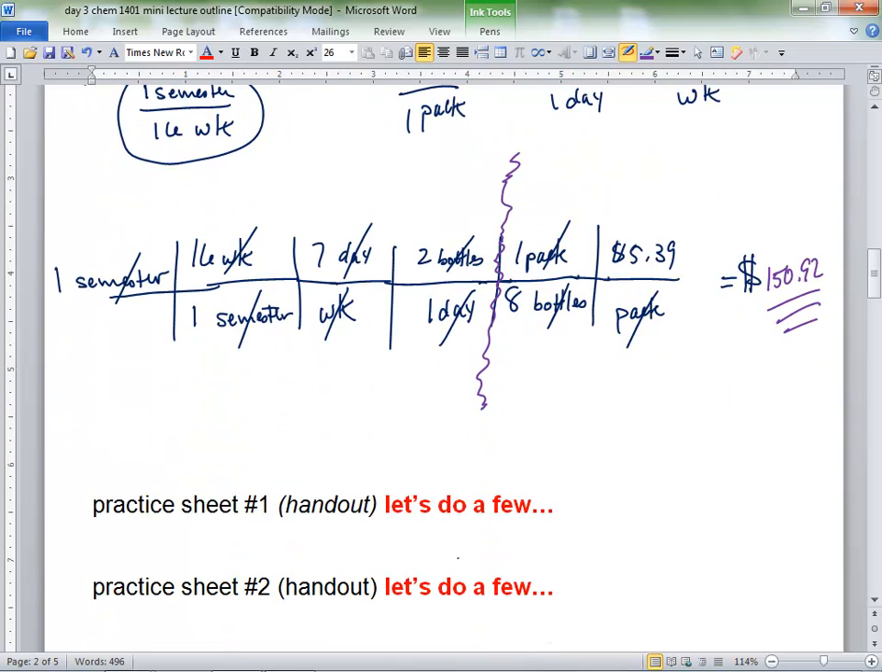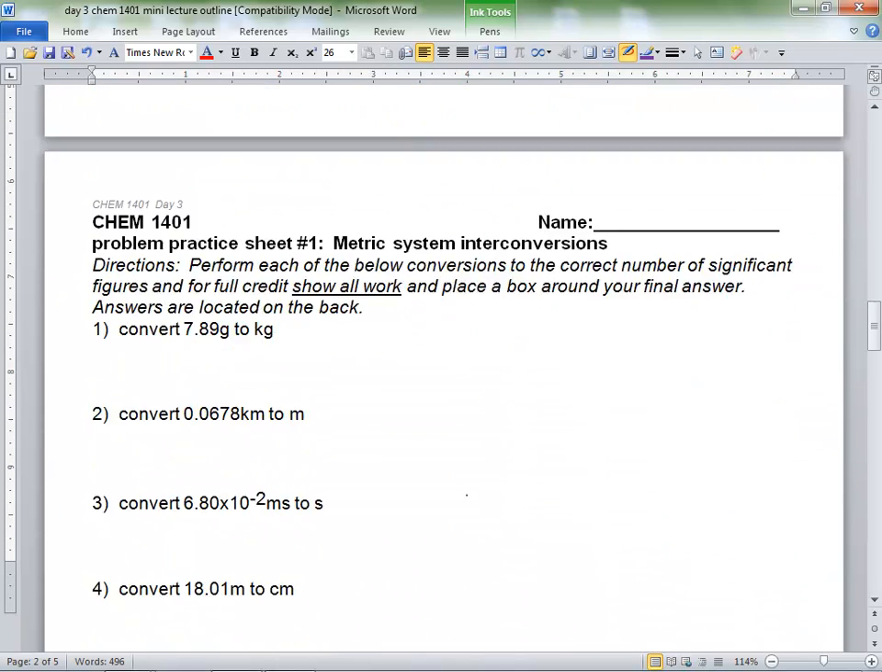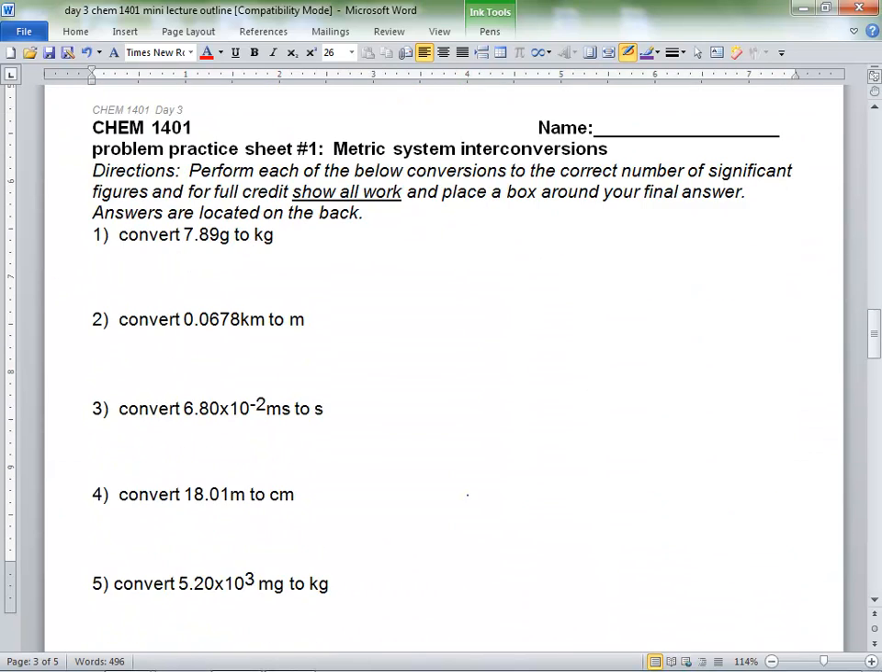So if you take a look at what's due is practice sheet 1, 2, and 3 in that green book. But I would like to work on one of these together, and then we're going to try something different. So 7.89 grams to kilograms.